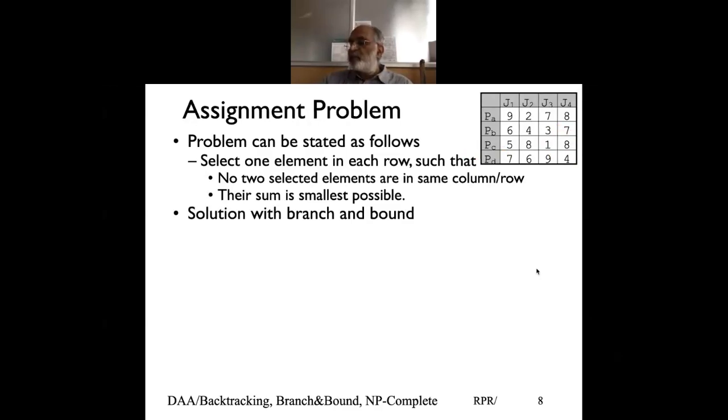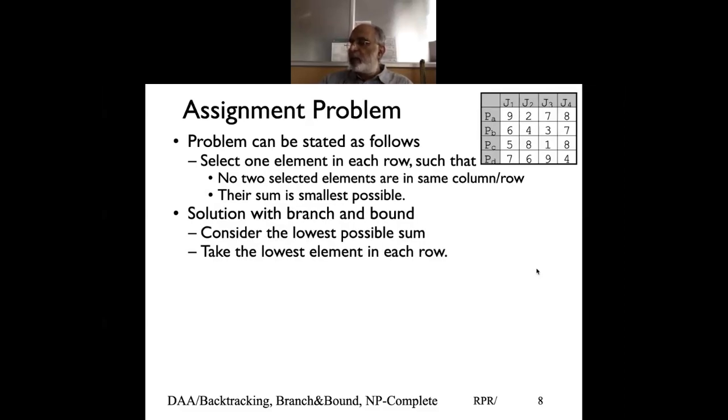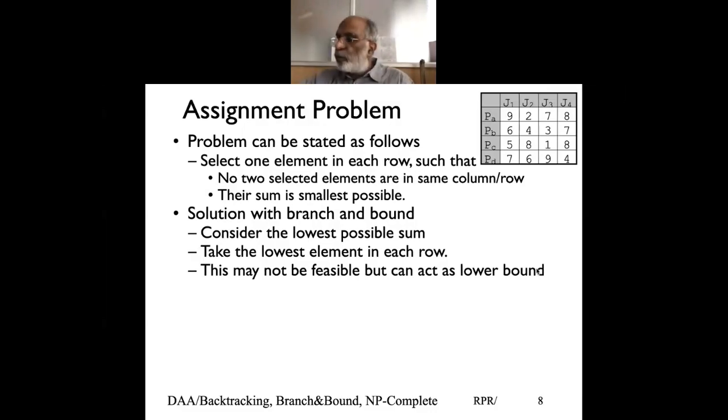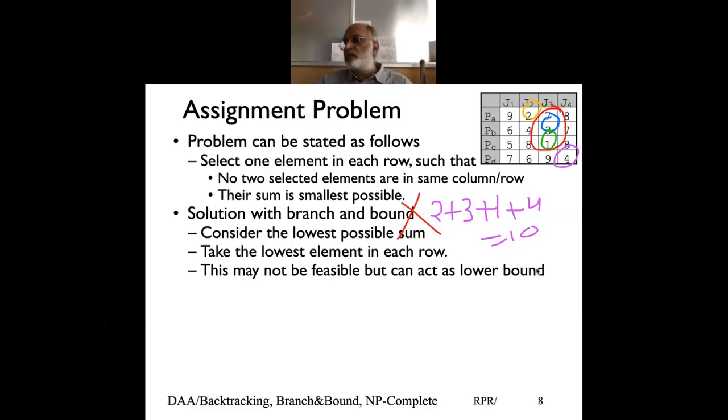This may not be feasible, because if both person B and C do job 3, that means job 3 is done by 2 people, which is not allowed. But at least we get a theoretical bound: take the lowest cost for each person, which is 2 plus 3 plus 1 plus 4, which is 10. This is not feasible because job 3 is done by 2 people, but it basically means I cannot do this for less than this cost.